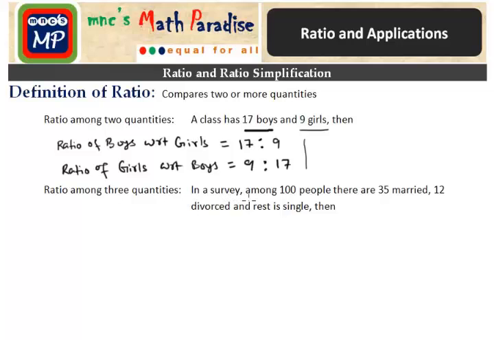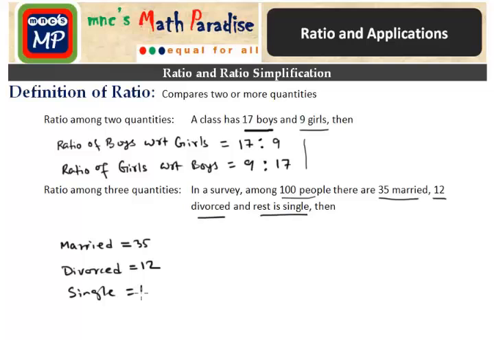In a survey among 100 people, so there are total 100 people, there are 35 married, 12 divorced, and rest is single. So the number of married people is 35, number of divorced are 12, and the rest are single. Rest means total 100 people, 100 minus 35 minus 12, that means 100 minus 47, which is 53. So this is the information given.